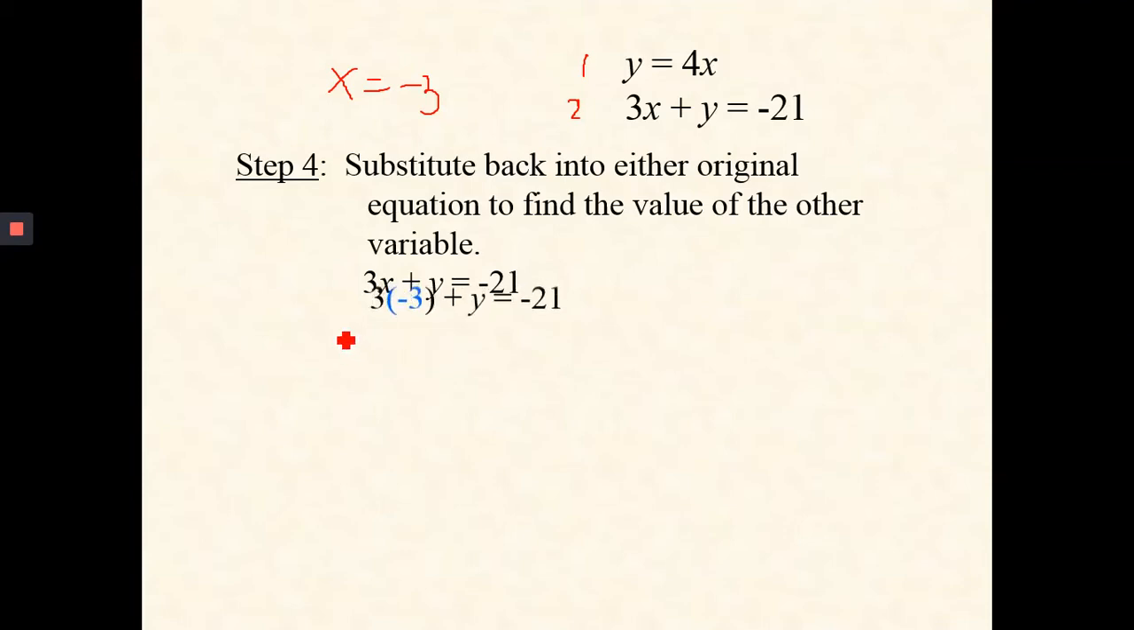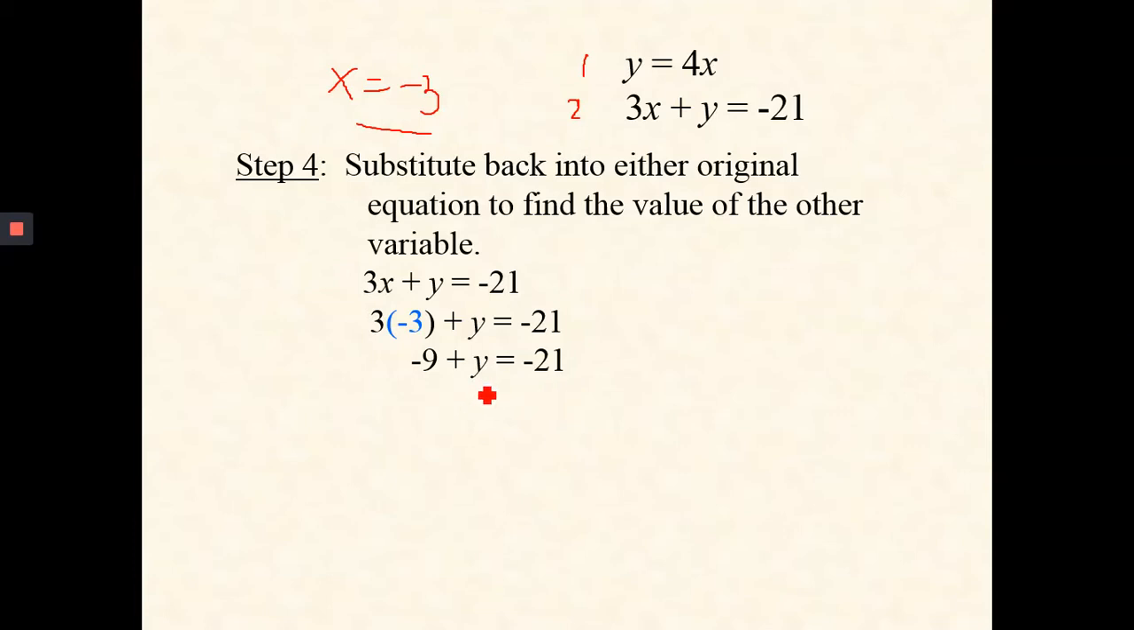What will be the next one? We're just going to substitute the value of x. The value of x is negative 3. So instead of writing x, we're going to write negative 3. 3 times negative 3 plus y equals negative 21. So 3 times negative 3 is equal to negative 9, plus y equals negative 21.